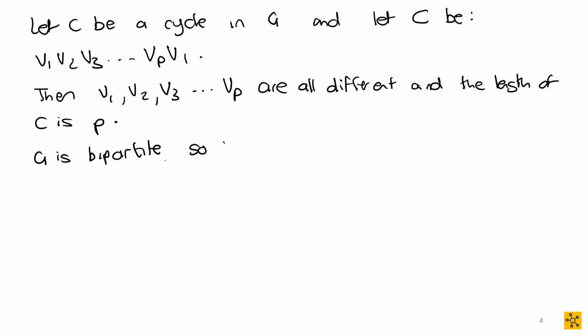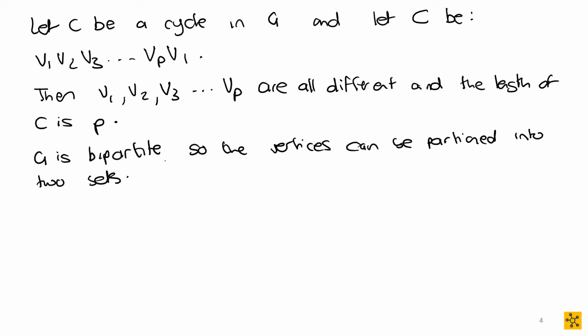So the vertices can be partitioned into two sets. We're going to call them, say, VS and VN. Now what we're going to do is say that V1 is in set VS. Let V1 be an element of VS.